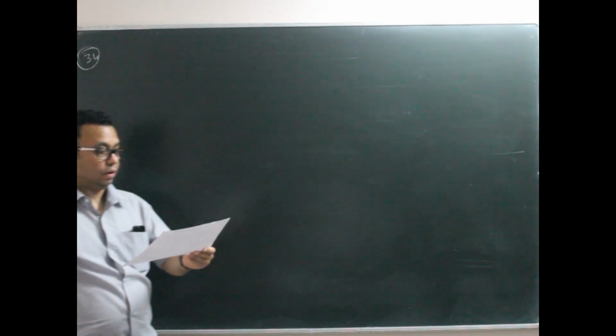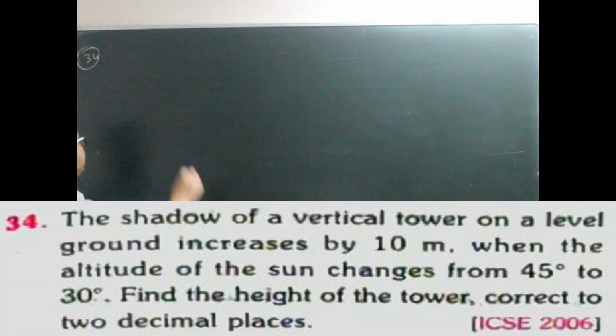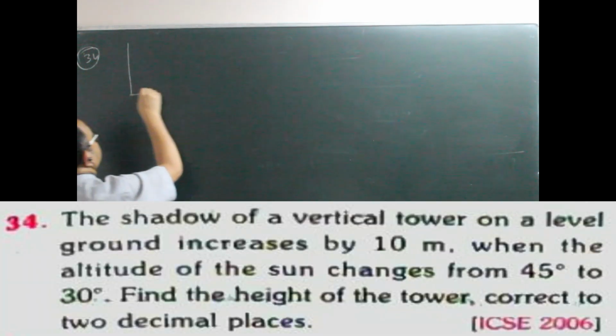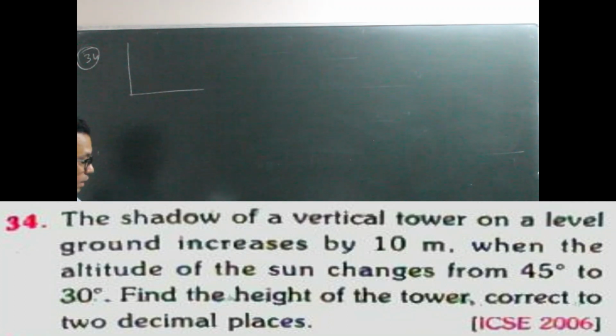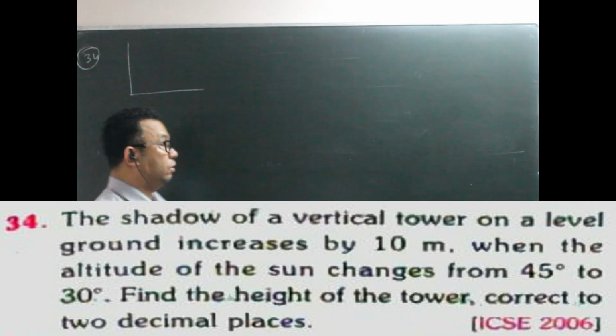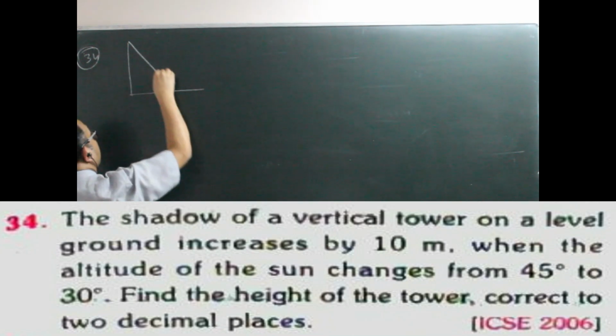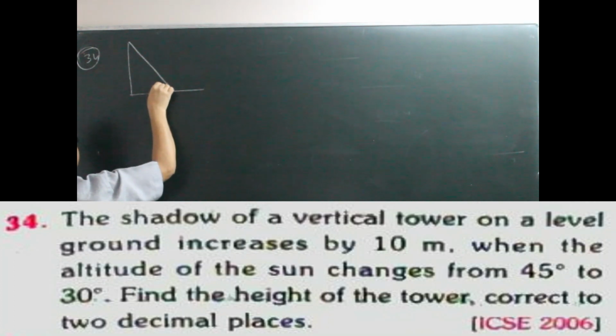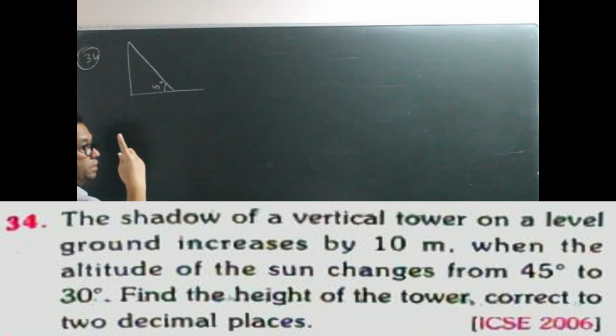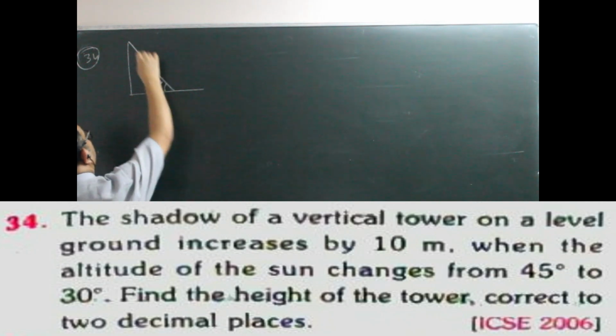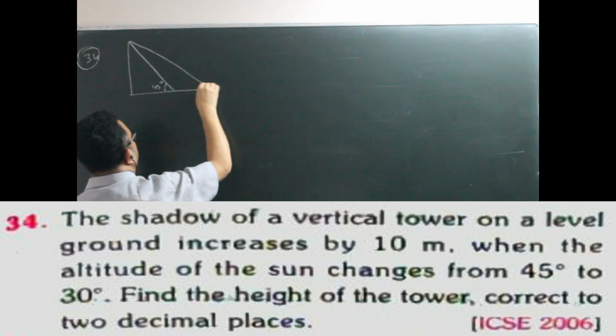I am doing 34. The shadow of the vertical tower on a level ground increases by 10 meter. Okay, there is a tower and the shadow. This is the shadow. And the shadow increases by 10 meter when the altitude of the sun changes from 45 degree to 30 degree. Let's suppose this is the altitude of the sun. Altitude means here, in this case, angle of elevation. And the other one is here, 30 degree.